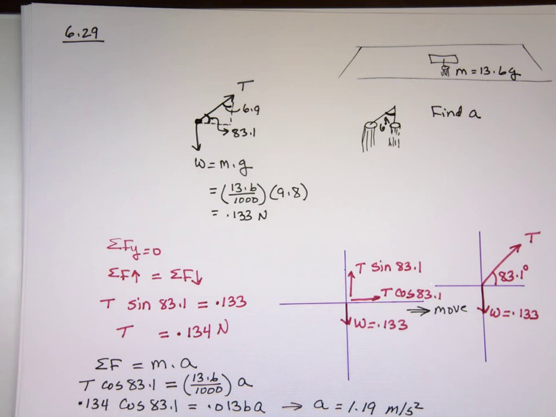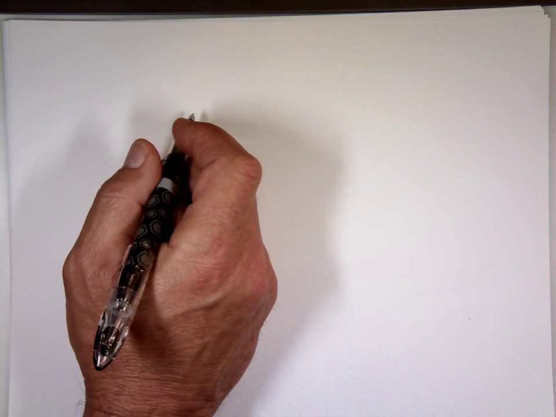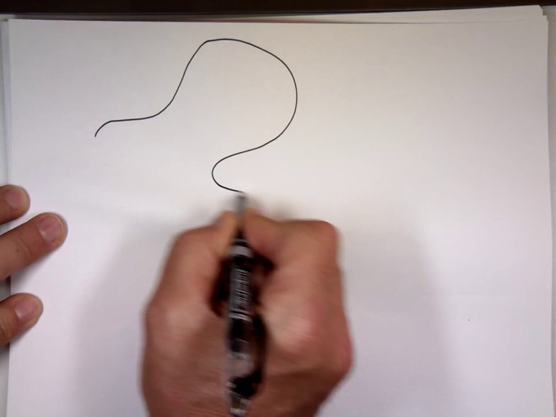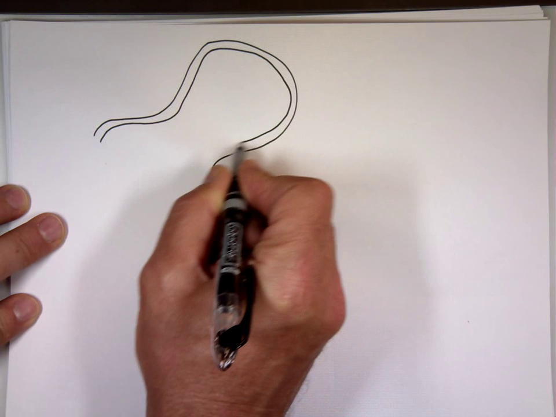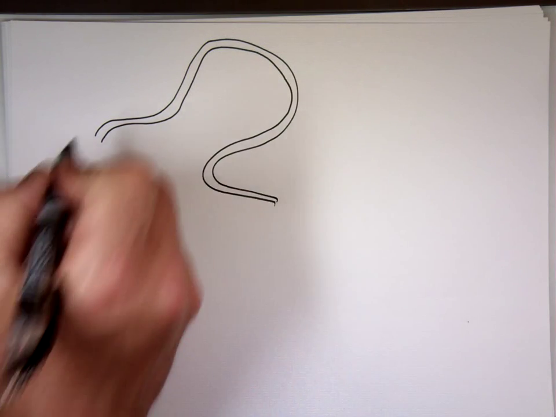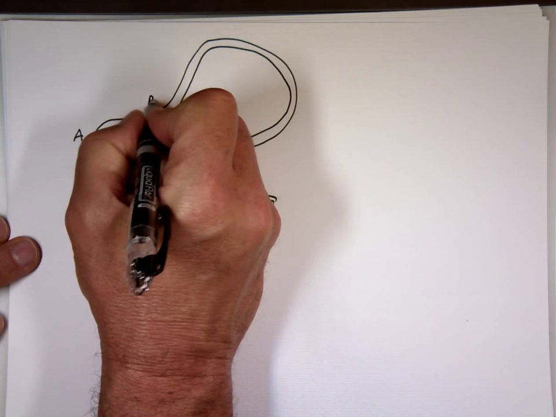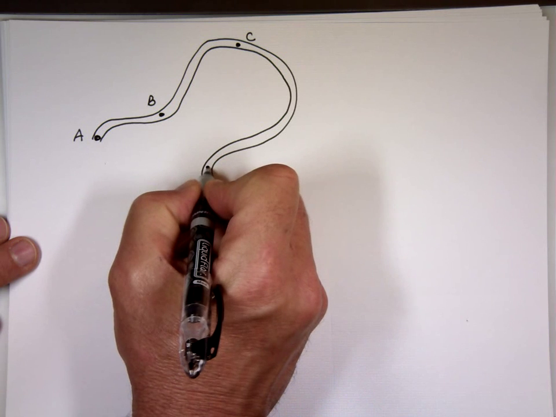Accelerating on the racetrack. Let me find where that question is. Accelerating along a racetrack. Okay. The next question. We have a racetrack here. It looks like this. This is point A here. The car starts here. It goes to point B right here. It goes to point C right here. It goes to point D right here. And it goes to point E right here.